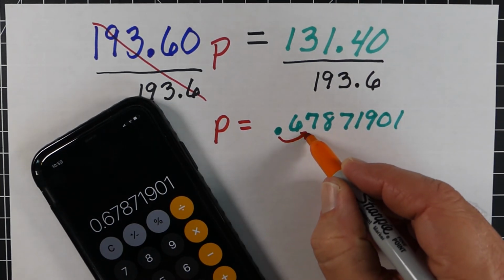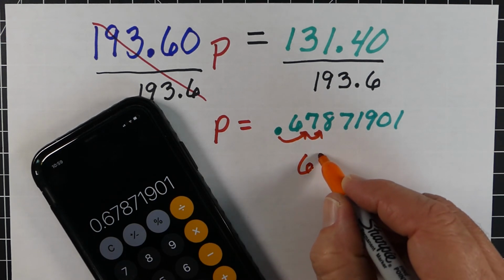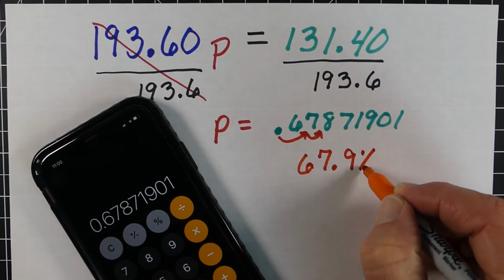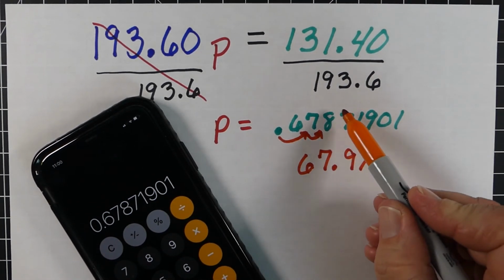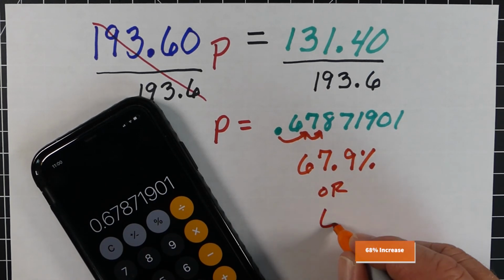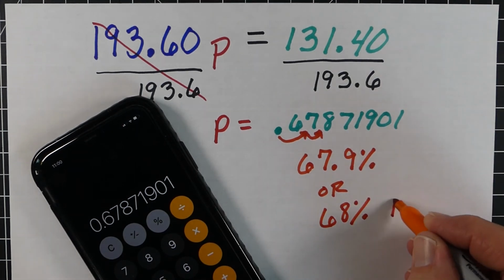That means the decimal is going to move twice to the right. And you would get 67.9%. If you wanted to round it up to the nearest whole number, we'd call it 68%. Because it went up, it is a 68% increase.